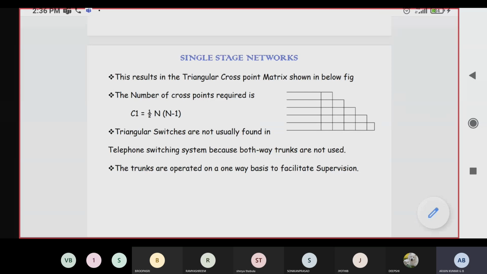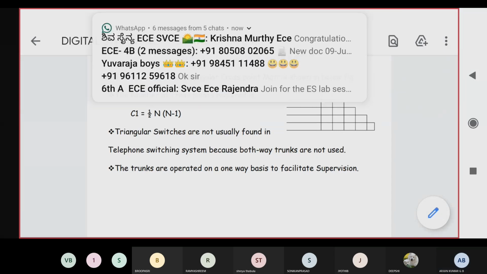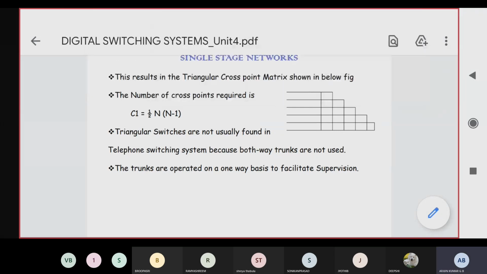Okay, reduced to half. This kind of configuration is called a triangular switch. Here also they are not used fully. The remaining 45 we are not using. The triangular switches are not usually found in telephone exchanges because both-way trunks are not used. Trunks are operated on a one-way basis to facilitate supervision.